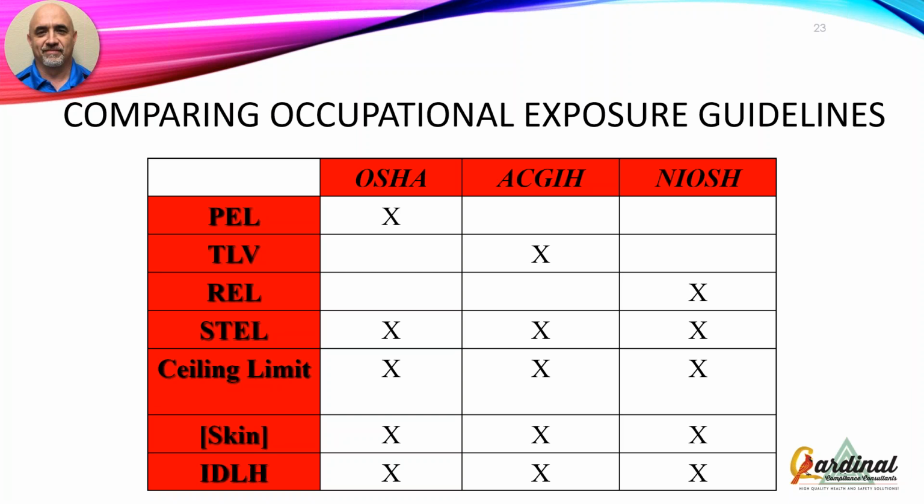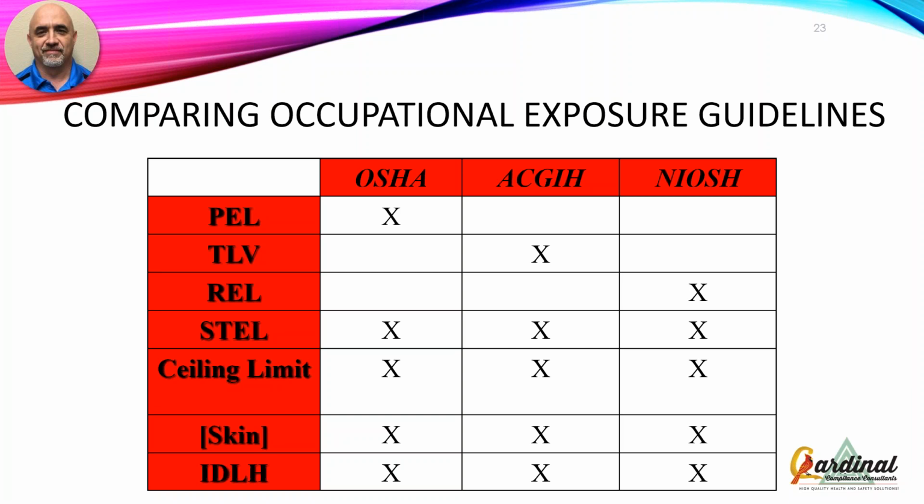You have NIOSH, and NIOSH is actually an arm of the Center for Disease Control. They're part of the federal government. ACGIH is not. NIOSH is not a regulatory body. Again, they are a guideline type of thing, okay? So I'm going to talk to you about what the differences of these are.